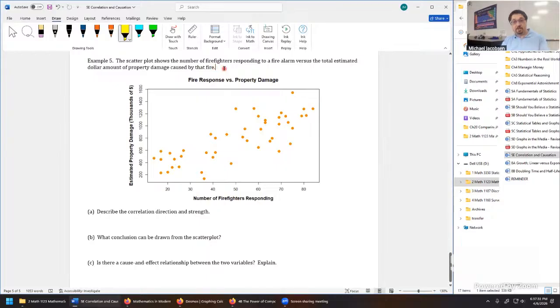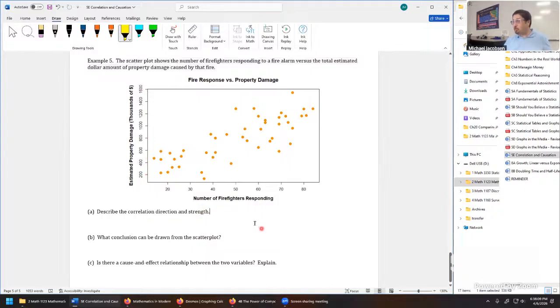So here's another scatter plot. This time the dots are orange because we're talking about fires, so it's like a good design choice. The scatter plot shows the number of firefighters responding to a fire alarm versus the total estimated dollar amount of property damages caused by the fire. And this is a true correlation that we see. As the number of firefighters responding goes up, in the 20s all the way up into the hundreds, the estimated property damage in thousands of dollars also goes up.